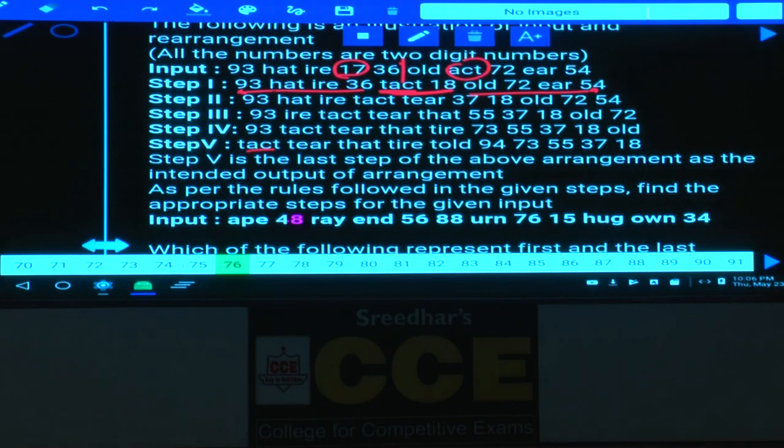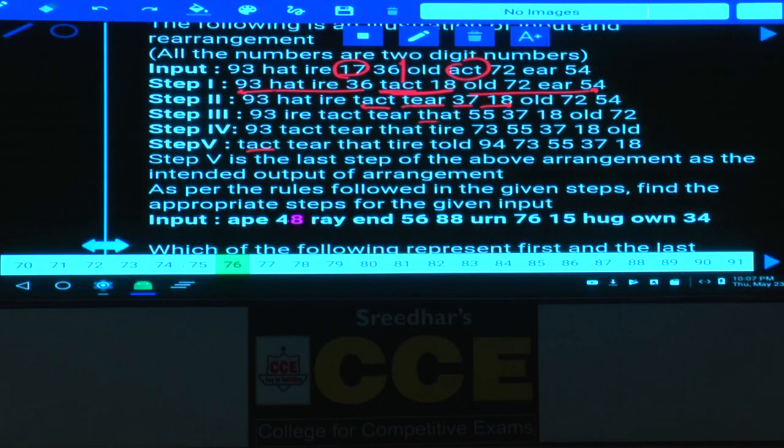Ear. Now to this word ear, we should add T, hence T-E-A-R, tear. Now tear is coming, added at the 5th place, and act is shifted to the 4th place. Now the next number after 17 is what? 36. Now to this 36, 1 is added, 37, and this 18 will be shifted to the next place. Done? Then afterwards, after tact and tear, the next word is hat.